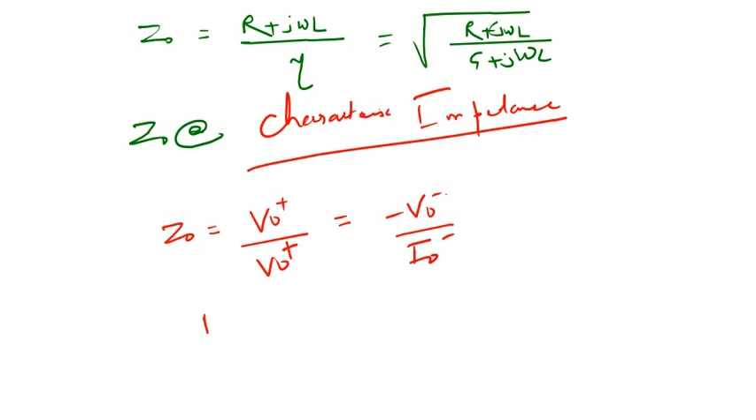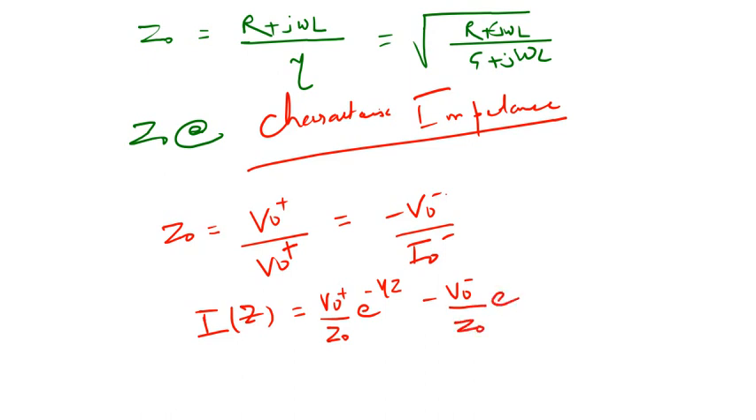So I(z) can be written in terms of Z naught. So I(z) is written as V naught plus divided by Z naught e raised to the power minus gamma z minus V naught minus divided by Z naught e raised to the power plus gamma z. So this is the value of I(z).